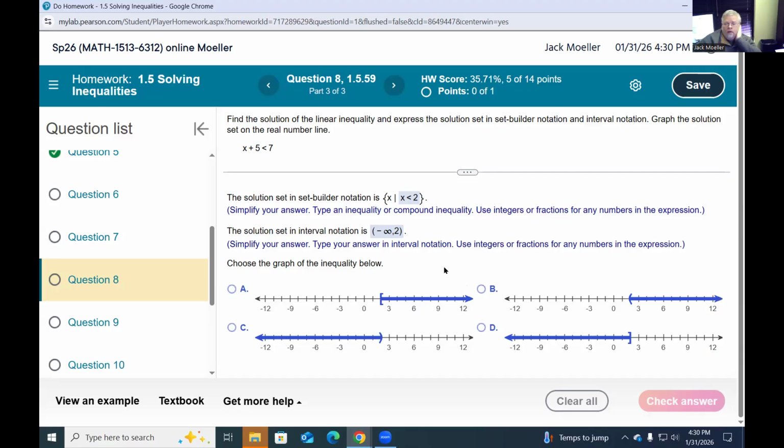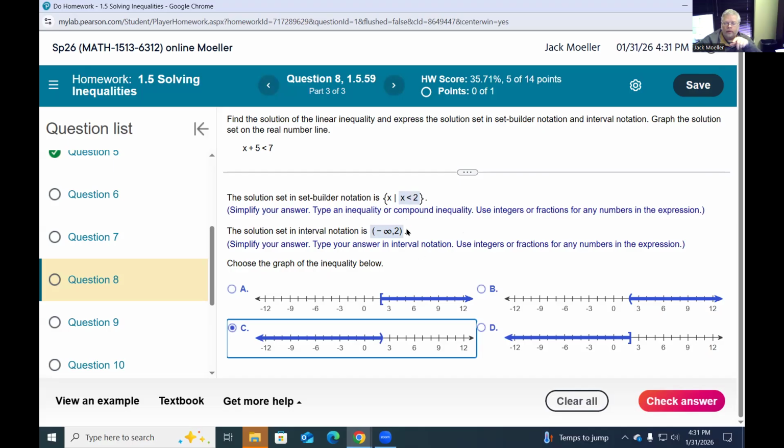So okay, x is less than 2. Well, x is less than, so we're going to the left. So it has to be either C or D. There's no equals, so it can't be D. So it has to be C. And in my brain, I would do this on my paper. And then once I have this, then I go back to the interval notation, because we're going to negative infinity on the left, positive 2 on the right.